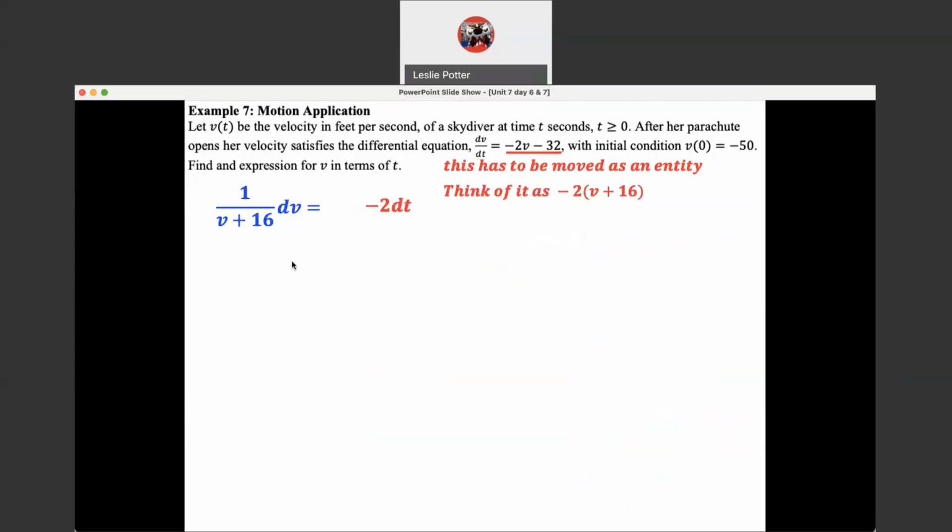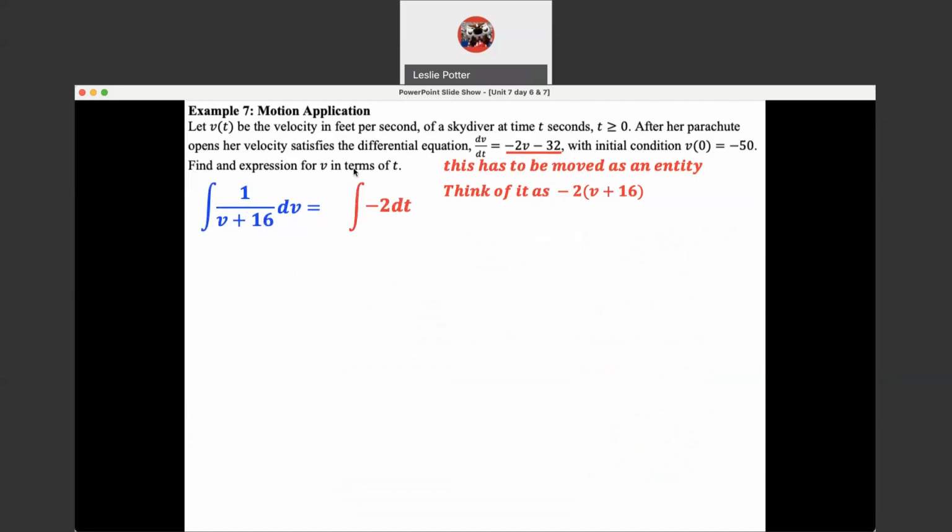Okay, let me catch up. So if this is 2 times the quantity v plus 16, then I can divide by v plus 16, and I can multiply each side by dt, and the negative 2 just stays on the right-hand side. And then I can do the antiderivative of both sides.